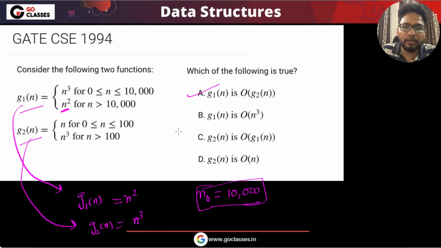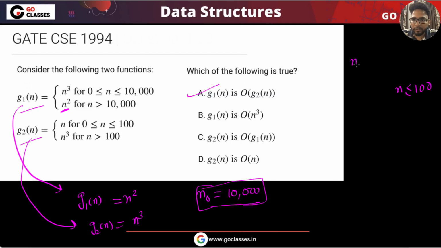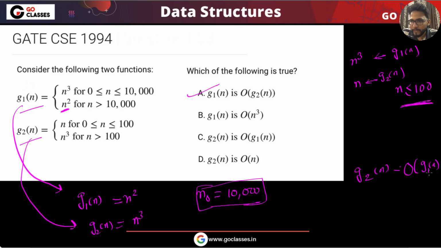Now, can you say that maybe before 100, if n is less than or equal to 100, g1n is n cube and g2n is n, so this is g2? Can you say that for n less than or equal to 100, g2n is equal to order of g1n? No, this is completely nonsense.